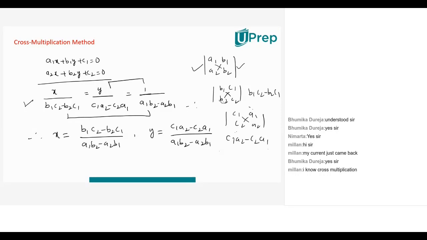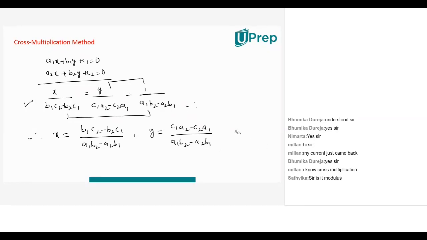So that particular concept is not required now. Let's not get into it. The only thing is you should understand how to apply your cross multiplication method in solving linear equations in two variables, to get the values of the given variables. Is this clear? I'm sure.